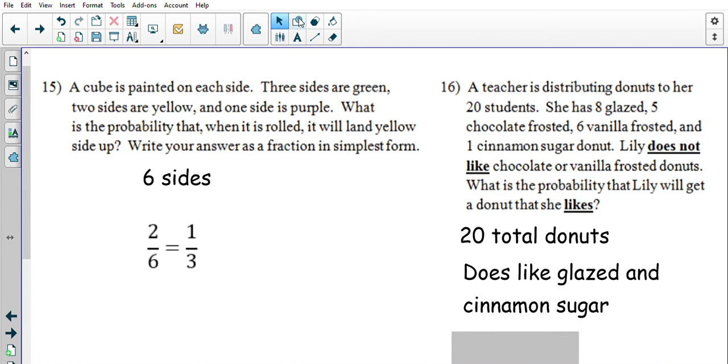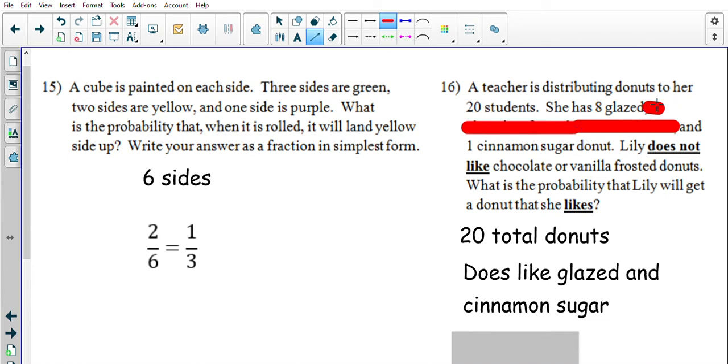So we can eliminate, let's see if it'll let me cross this out. I know I had some issues with this before. Let's cross out the 6 vanilla frosted and the 5 chocolate frosted that we have. So we'll cross those out because we can eliminate those. Since she does like glazed and she does like cinnamon sugar, we need to read carefully here.